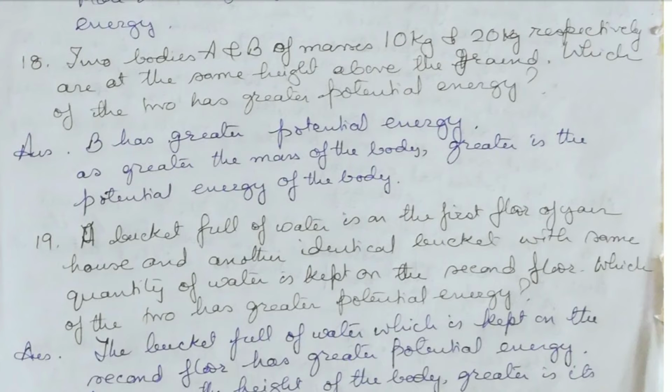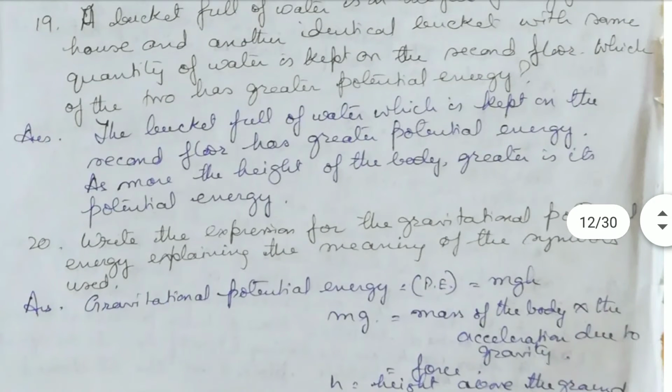A bucket full of water is at the first floor of your house, and another identical bucket with the same quantity of water is kept on the second floor. Which of the two has greater potential energy? The bucket full of water which is kept on the second floor has greater potential energy, as the more the height of the body, the greater is the potential energy.